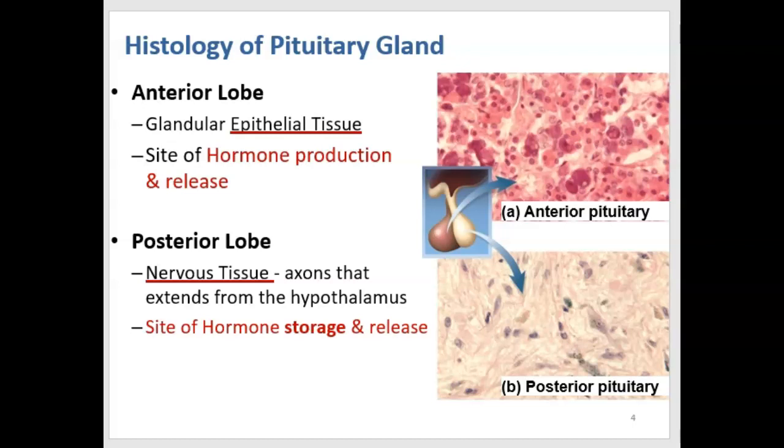Now the posterior lobe is made up of nervous tissue, specifically axon terminals. So that's where neurohypophysis comes from. These axons extend from the hypothalamus through the infundibulum, and then the terminals are located in the posterior lobe. The terminals store the hormones, and then when an impulse reaches the axon terminals, the hormones will be released.